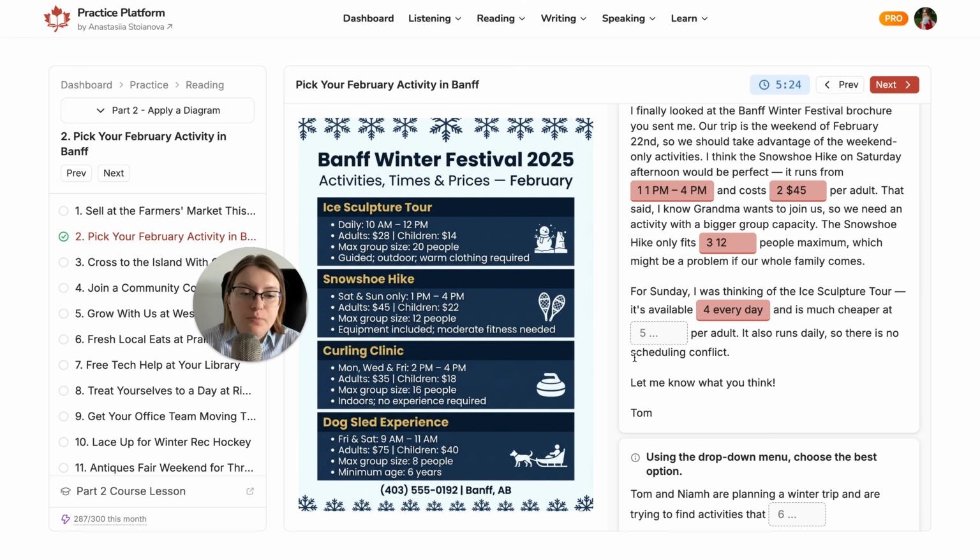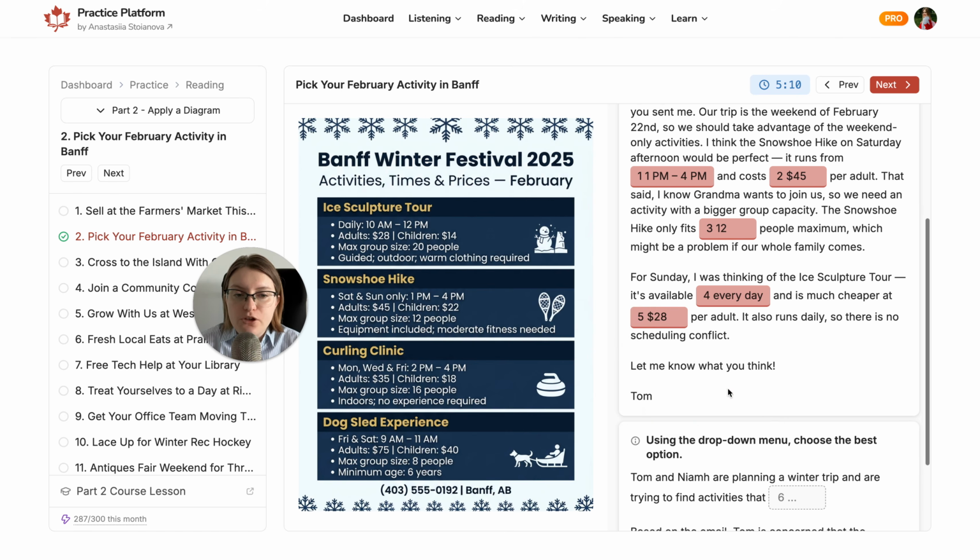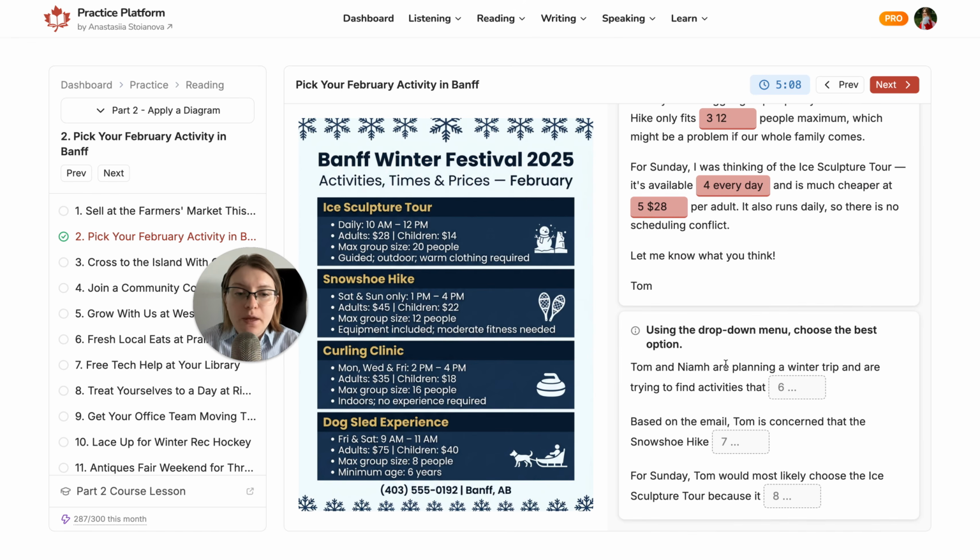And is much cheaper at something per adult. Guided, outdoor, warm clothing required. What's here? Per adult. So at how much per adult? 28. So we found this information and we put it right into the text.